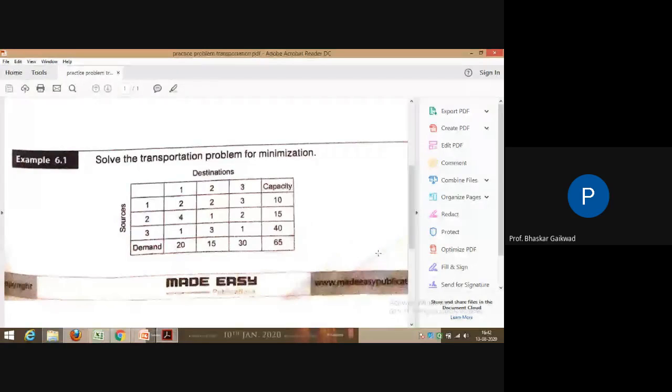So what is our first step here? First step, you have to find out whether the problem is balanced or not balanced. Now here addition of capacity is 65, addition of demand is 65. That means the problem is balanced. Okay. So have you written these problems?